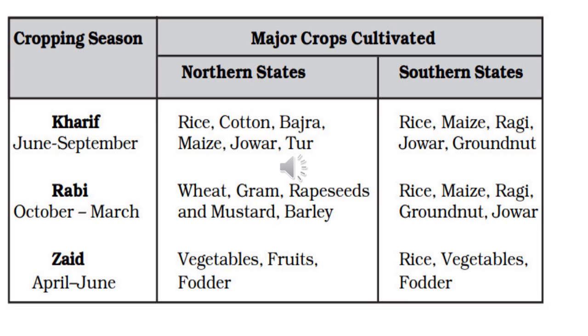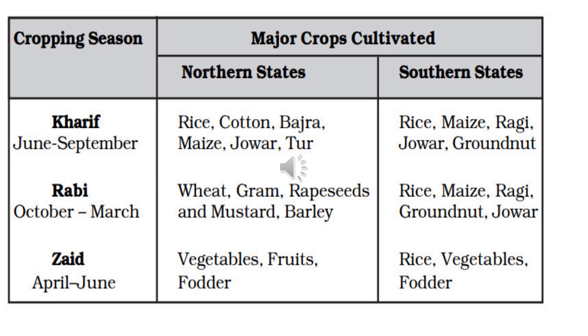So the months of Kharif season are from June to September. That means they begin the cultivation process in the month of June and they begin the harvesting process in September. Next, Rabi season, from October to March. Then Zaid season, between April to June.